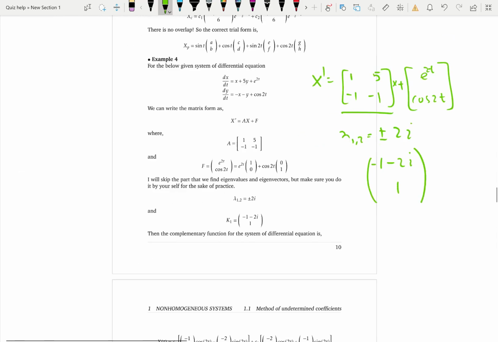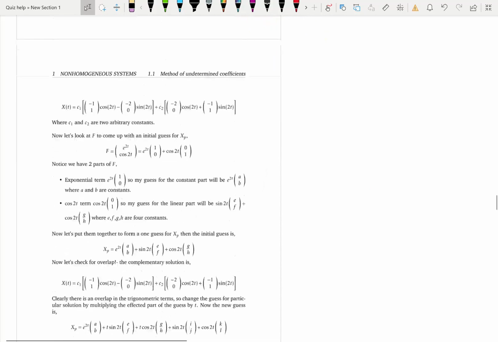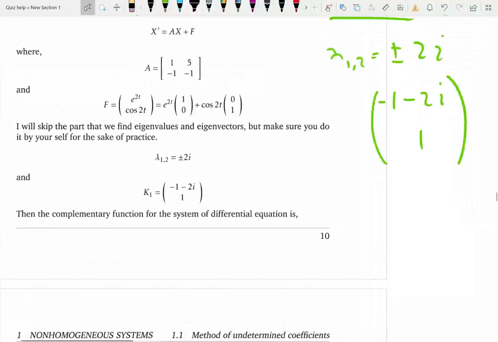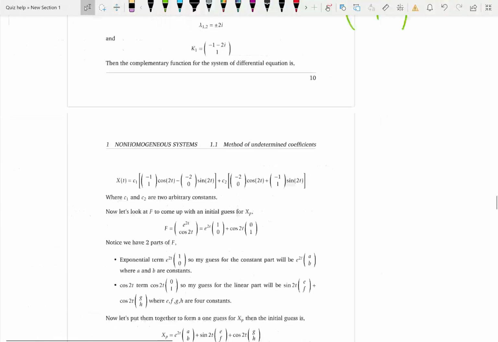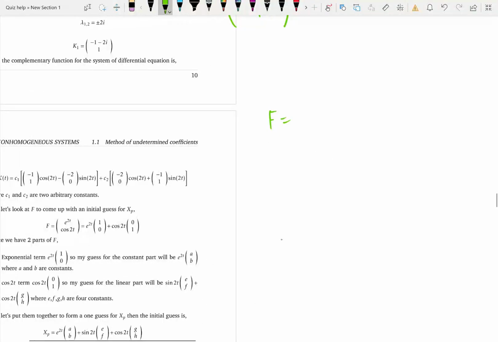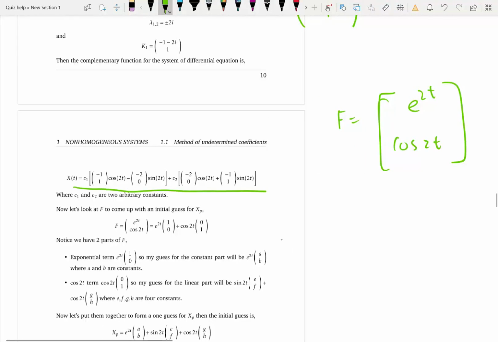Now here we have to write the general solution. So the general solution for this will be given here. Let me copy: f is e to the 2t cosine 2t. So this is the non-homogeneous part, right? Now the general solution, or the complementary solution, is this. Now you know how to write it, right? When you have the eigenvector and the eigenvalue, you extract b1 and b2, alpha and beta, and you write the general solution, right? So you have to do all that process.